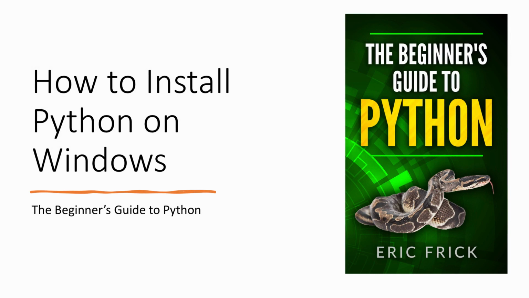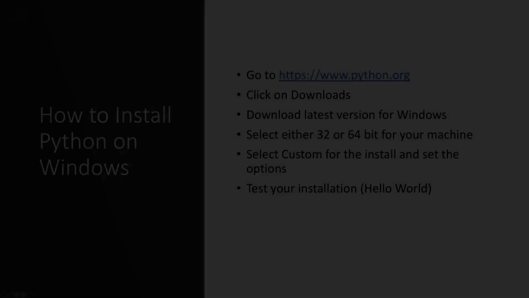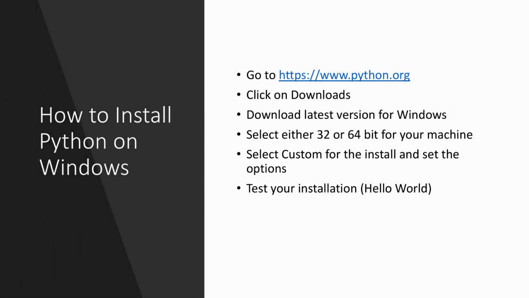In this video we're going to install Python on Windows, so let's take a look and see how to do it. One of the great things about Python is that the installation is very straightforward. Here are the steps. You first go to the Python website, click on Downloads, and download the latest version for Windows. You'll have a selection of either 32 or 64-bit, whatever your machine requires. When you do the installation, the only thing I do is select the custom install and set some of the options, and we'll take a look at some of those options. Then when it's done, we'll run a brief test of our installation.